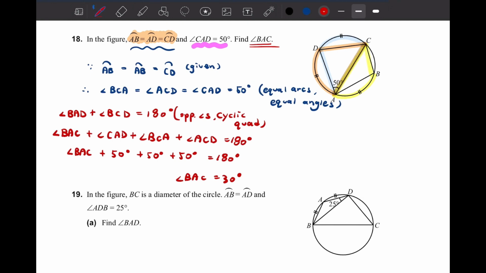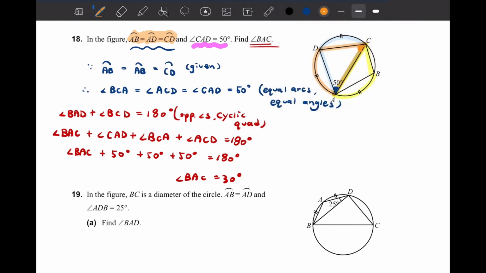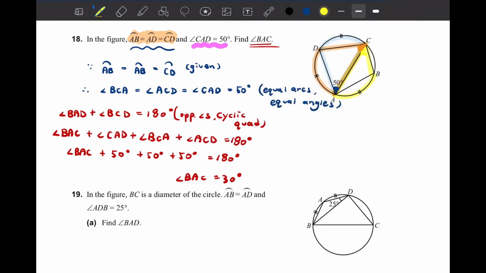So you can see that for the first arc, this blue one here, the angle is this one. And then the orange one, you have the arc there, and the angle is this one here. And then the last one, you have the yellow arc, and this is the yellow angle here. So those three are equal: your angle BCA, your angle ACD, and also your angle CAD. They're all equal to 50. So make sure, if you need it, you highlight the things you want.